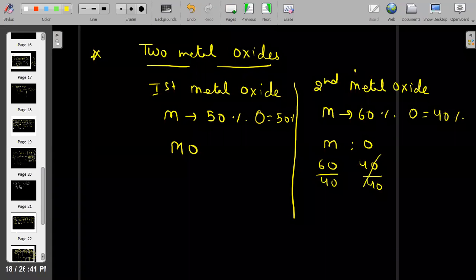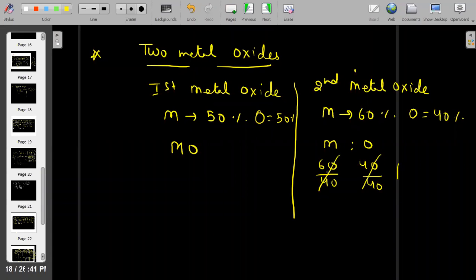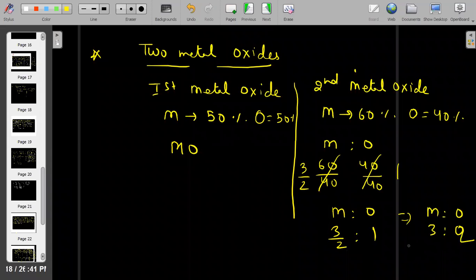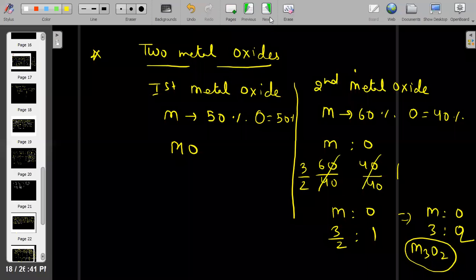60 divided by 40, 40 divided by 40, 1. And it will divide to give 3 by 2. So the ratio is M to 1, 3 by 2 to 1. This will move here, so M3 and oxygen 2 times. Clear? So the formula is M3O2. Maximum students told the correct answer. M3O2. All clear? Now you got the concept of molecular formula and empirical formula.